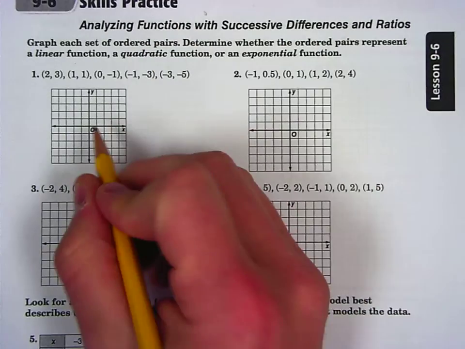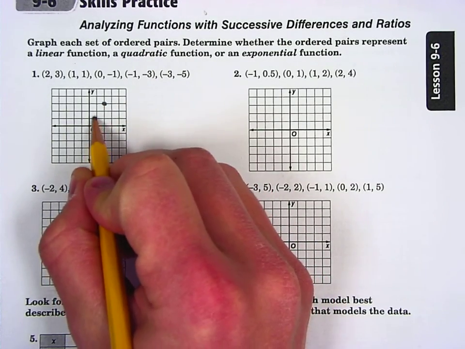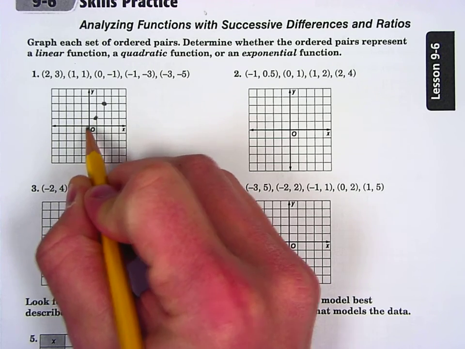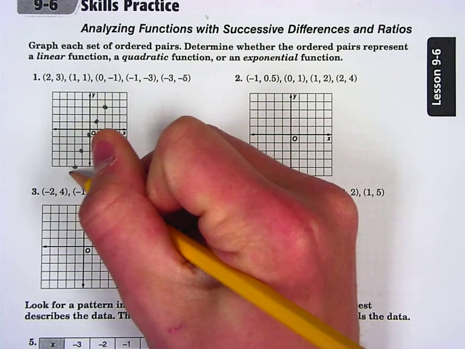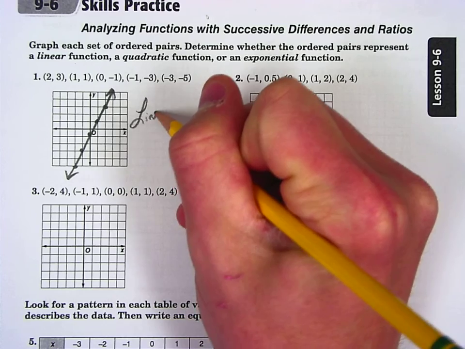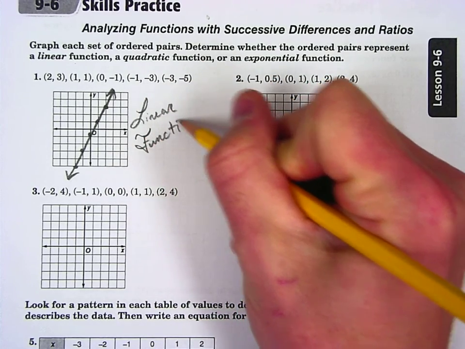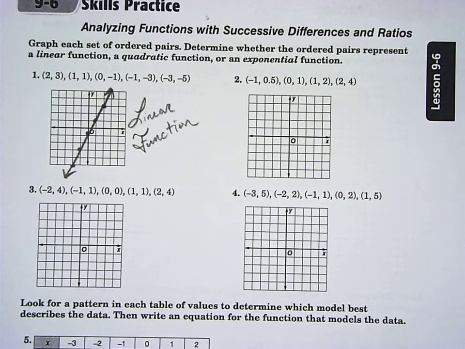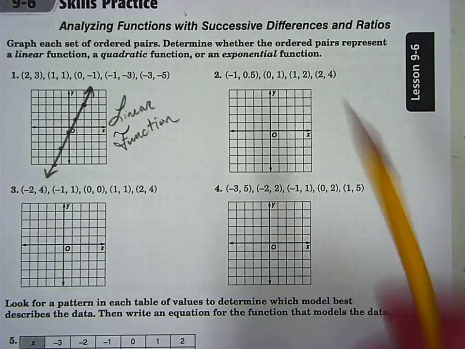We have the point (2, 3), so over 2, up 3. Alright, we have the points (1, 1), (0, -1), (-1, -3), and (-3, -5). And if I draw a line through, that's clearly going to be a linear function, just because it's a straight line. I'll show you one more, just so we have another example, because linear function is definitely the easiest of the three. So let's go over to number 2.